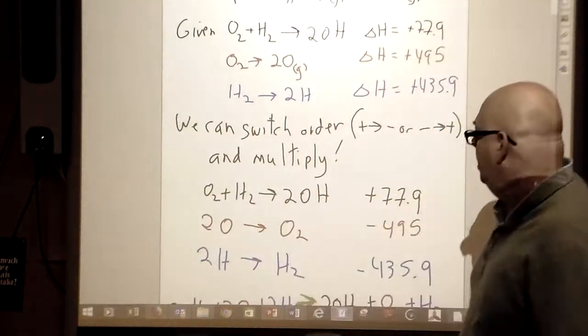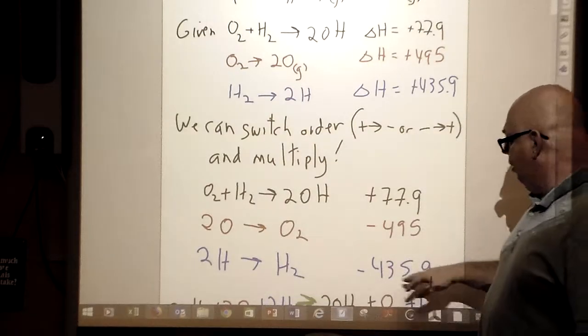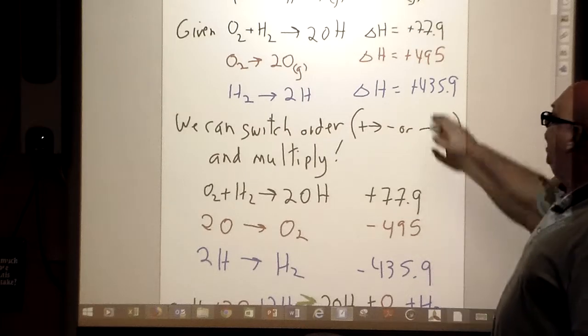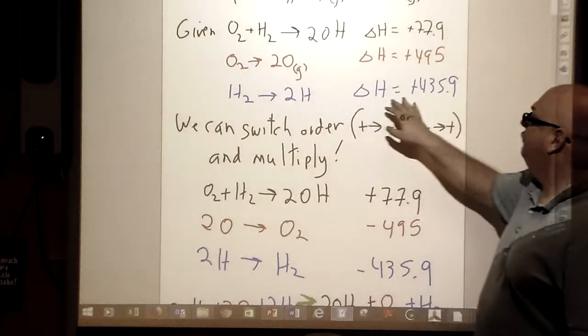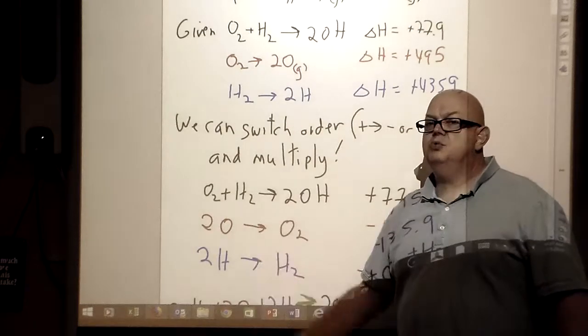Now, when we look at the next one, we also had to switch the order, and that's also negative 435.9. Notice up here, with the original value, it was plus 435.9. All we did was switch the direction.